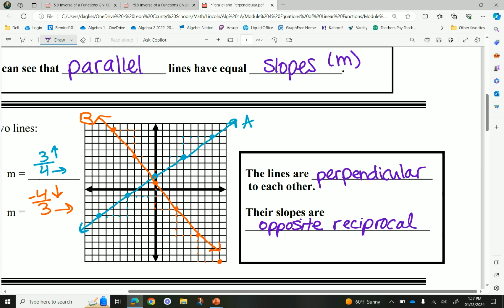It's the opposite reciprocal. So that means change your signs and flip your fraction. Okay? So you're going to change your positives and negatives is what the opposite part means. And then reciprocal means to flip the fraction. Like that.